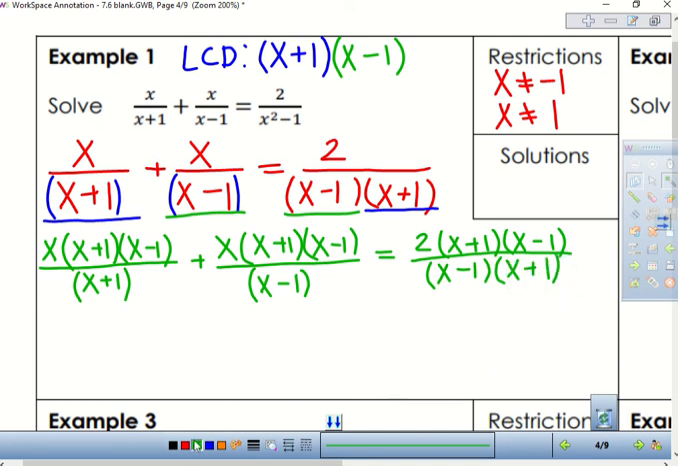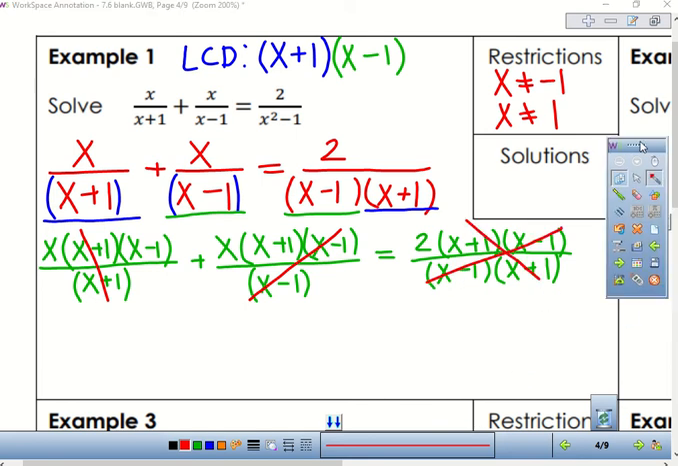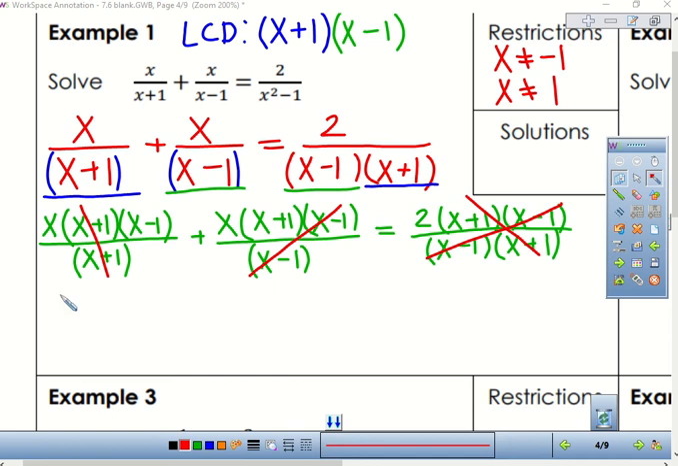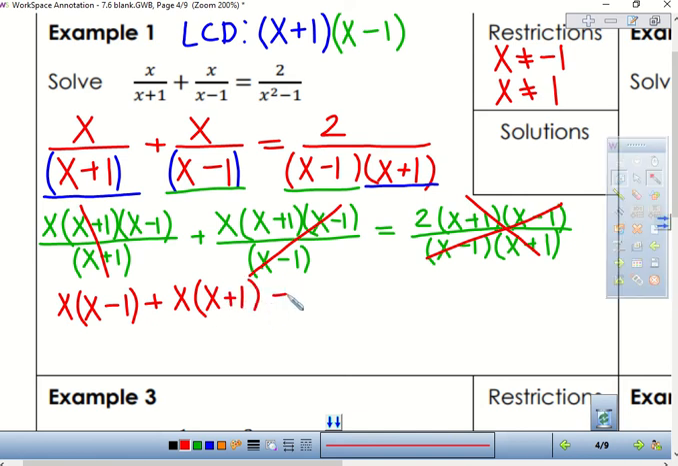Now once you've done all of that, as long as you've identified your restrictions, you can now start canceling things out. So what do you notice is going to cancel out of this first fraction? Good. The second one? Good. And what about the last one? Both of them cancel. So you're going to rewrite what is left. So it's just x times x minus 1 plus x times x plus 1 is equal to 2.